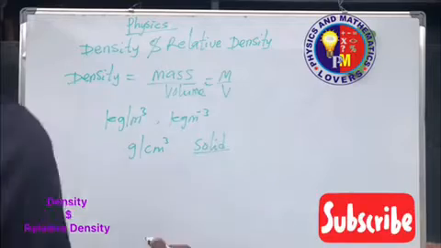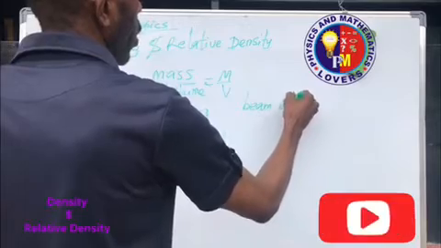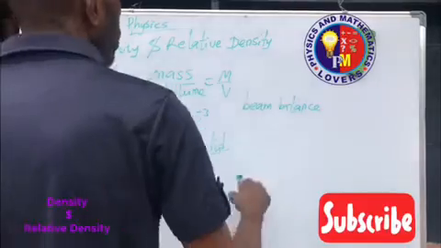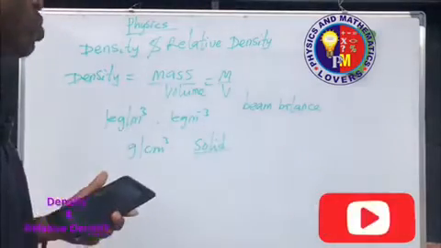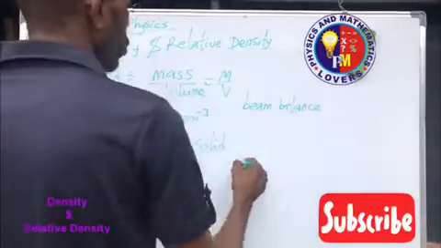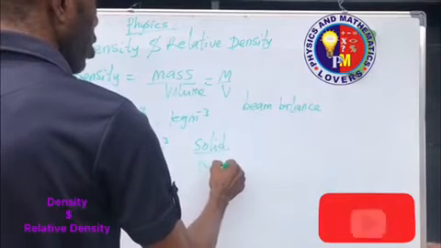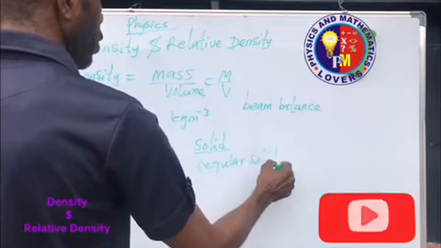So how do you determine the mass? It's either you use beam balance or chemical balance to weigh the mass directly. Then you take note of the mass. Now the volume. If it is a regular solid, you know, solid is divided into two. We have regular solid, and the irregular solid.